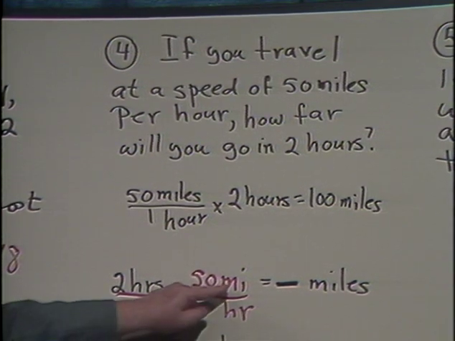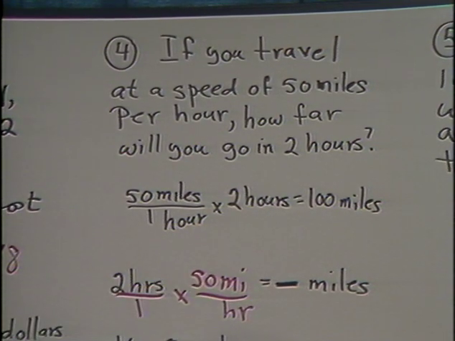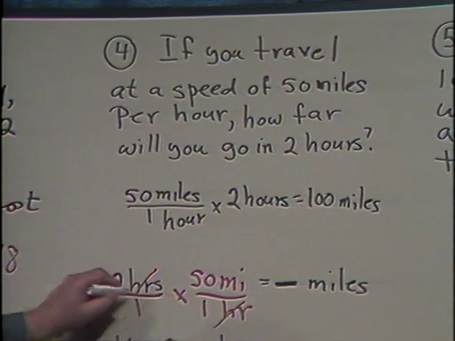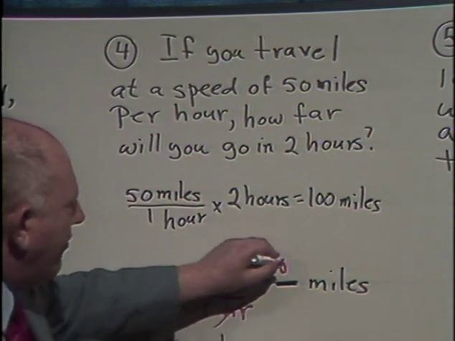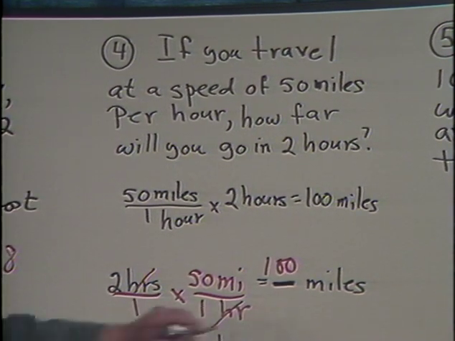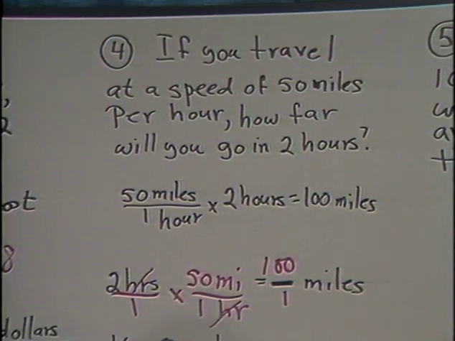See, I don't care whether miles is in the numerator or the denominator. I'm just following the miles. Wherever the miles appear, that's where I put the 50. Now watch what happens here. The hours cancel. 2 times 50 is 100, and the label is miles. Notice the denominator really should say 1 times 1 is 1, but any number divided by 1 is itself.